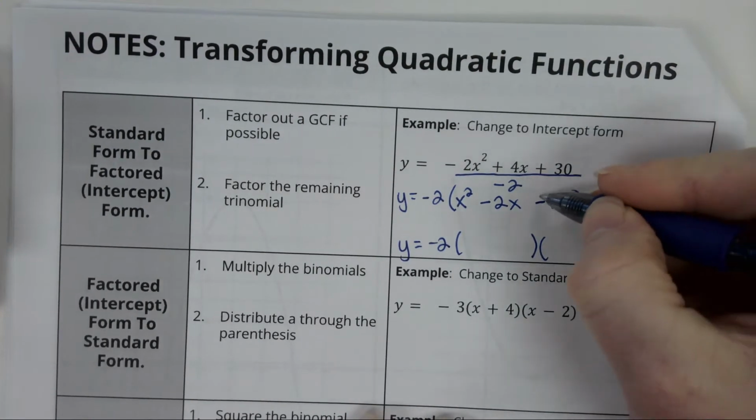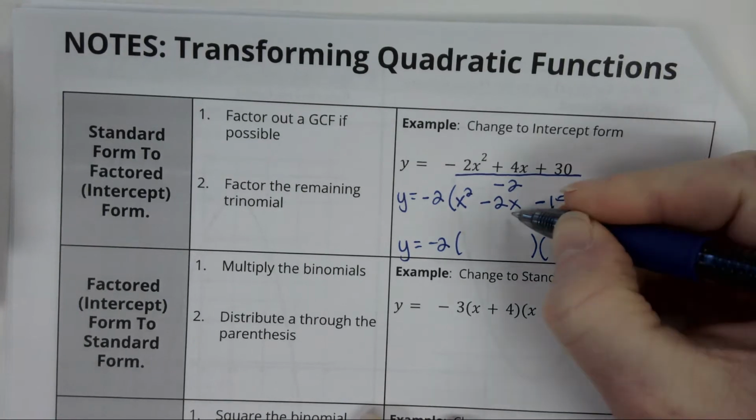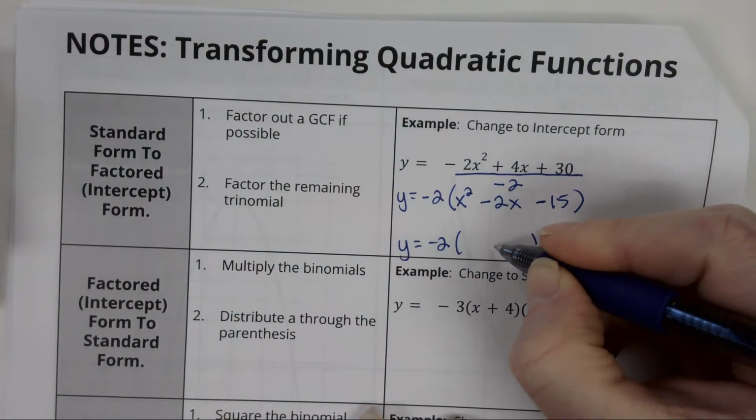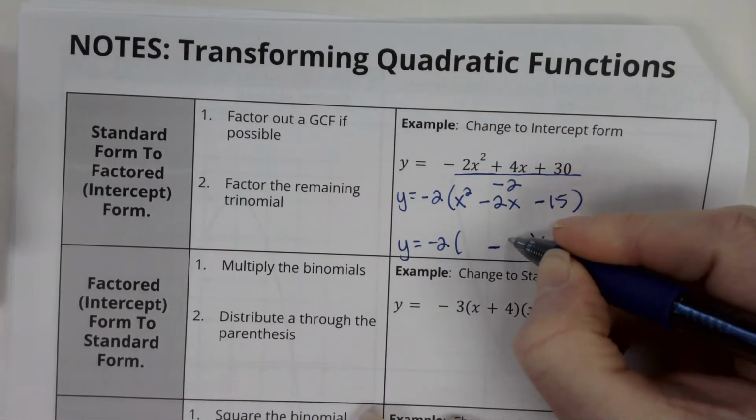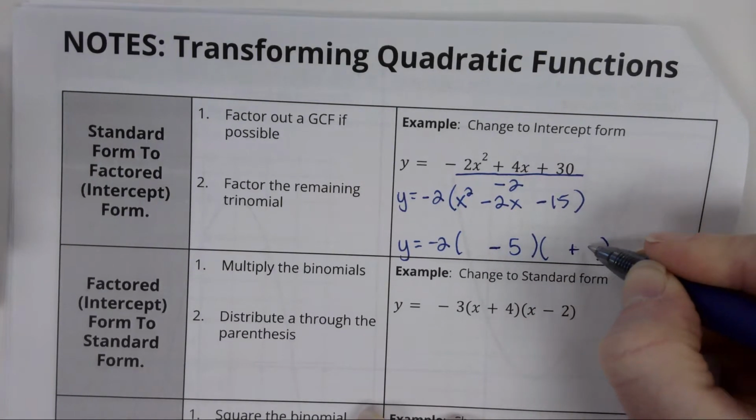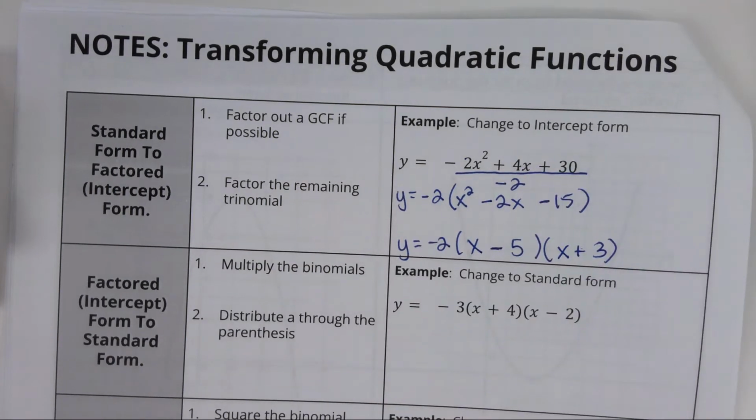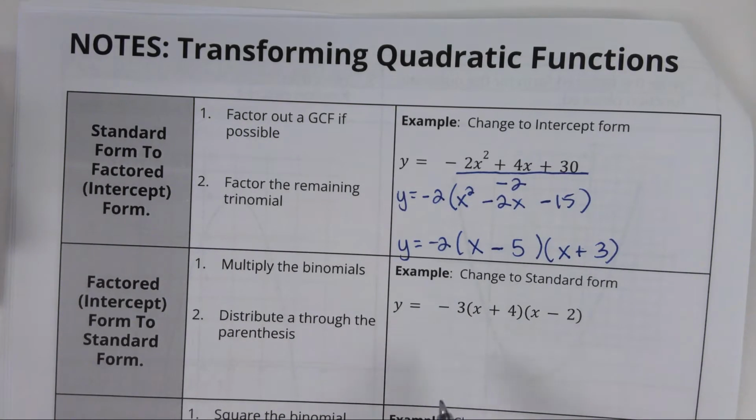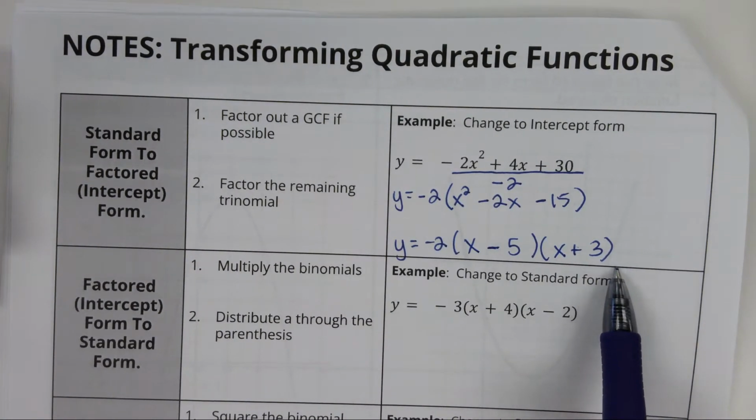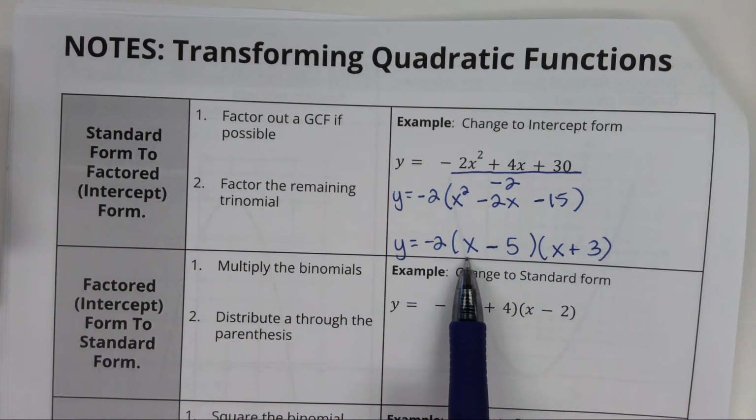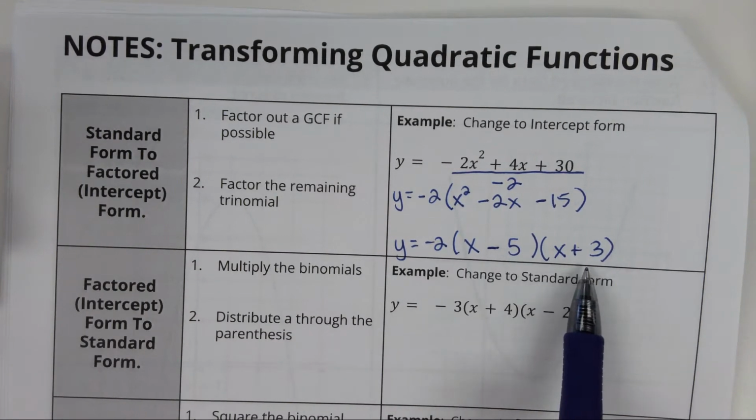So factors that multiply to be -15 and add up to be -2 would be -5 and +3. So we have (x minus 5)(x plus 3). Once we have those factors, then we can find the intercepts. The intercepts would be (5, 0) and (-3, 0).